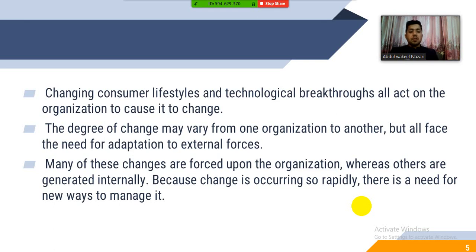Sometimes these changes occur very, very rapidly. Being an organization, being a manager, you have to be very adaptable and deal with all those changes with new ways. All the time you have to deal with your manpower so that you bring a solution for any change very quickly.